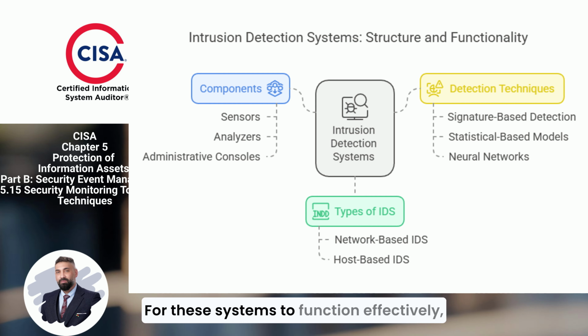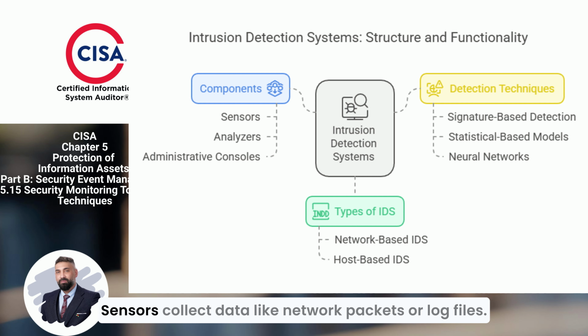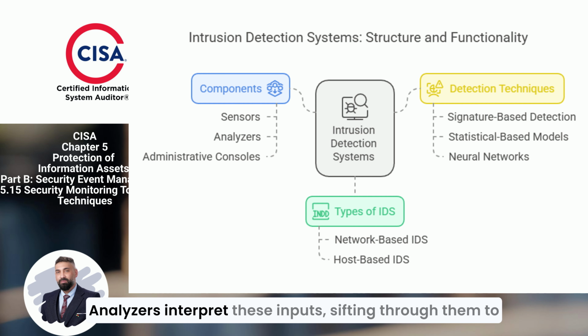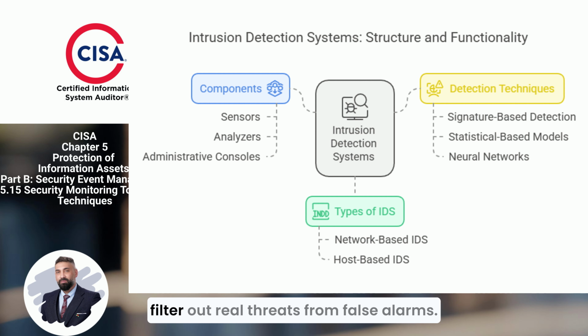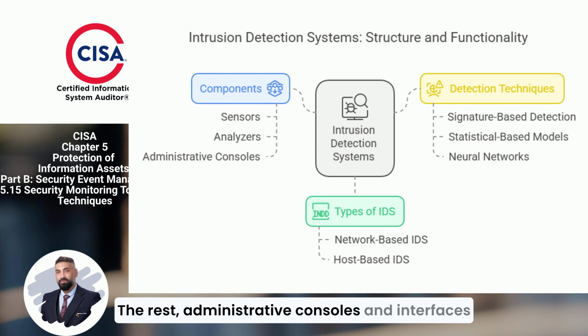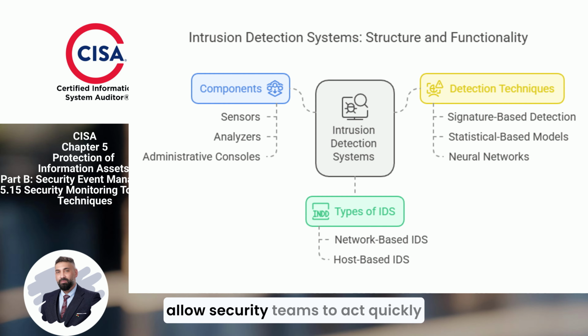For these systems to function effectively, several components work together seamlessly. Sensors collect data like network packets or log files. Analyzers interpret these inputs, sifting through them to filter out real threats from false alarms. The rest, administrative consoles and interfaces, allow security teams to act quickly when threats are confirmed.